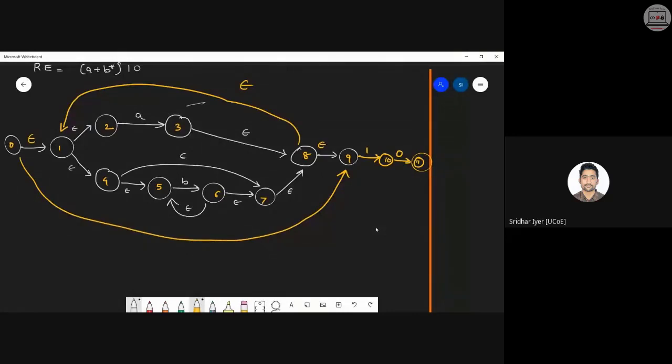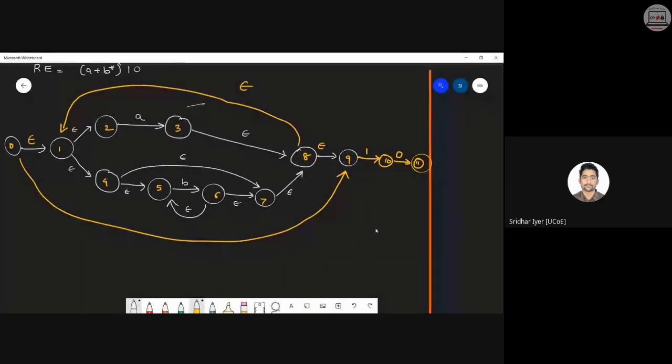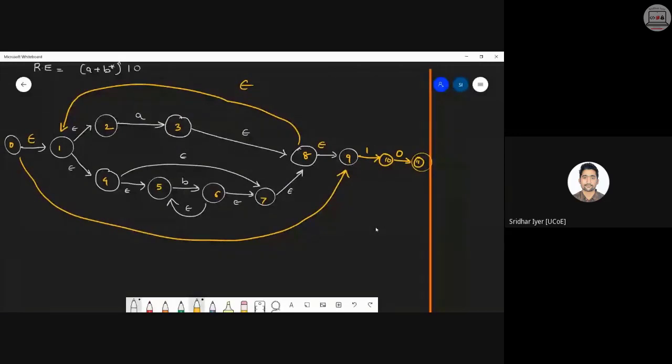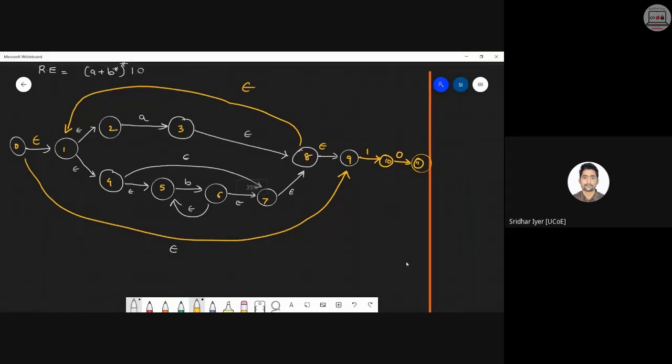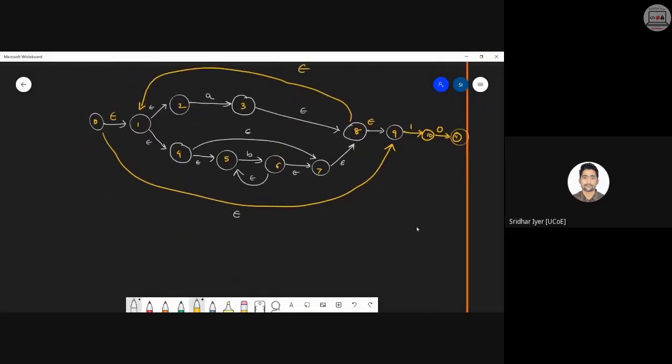So it is A, the first part, plus the lower part and addition in between. So it is A plus B, and that is whole closure. So add one state at the end and one state at the beginning. So it becomes a closure. A plus B whole closure followed by 1 and then 0. Clear with the diagram? So now, as the diagram is complete, you can start with the solution.